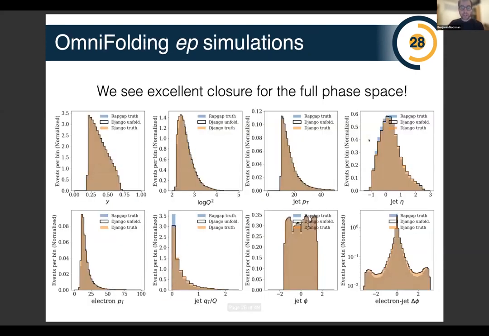And when it's all said and done, we can look at the particle level results and check in the closure test if we unfold, here, for instance, one of the simulations with the other. Here, the idea is that we're unfolding Django with RapGap, and we want the unfolded Django to look like the Django truth, not like the RapGap truth, which is the prior. And everywhere you can see that the black matches the orange, which is exactly what we want. And so this method closes well across this 8-dimensional phase space.